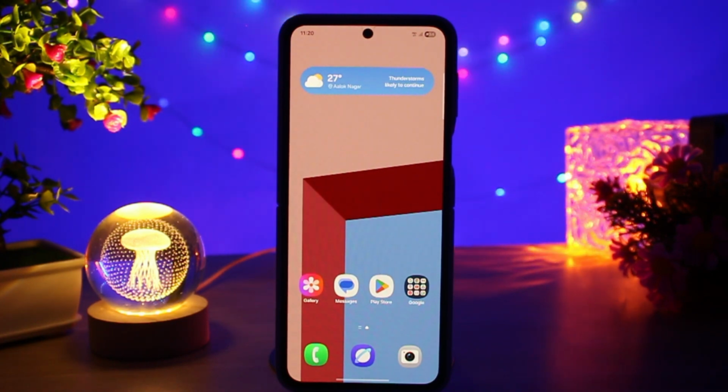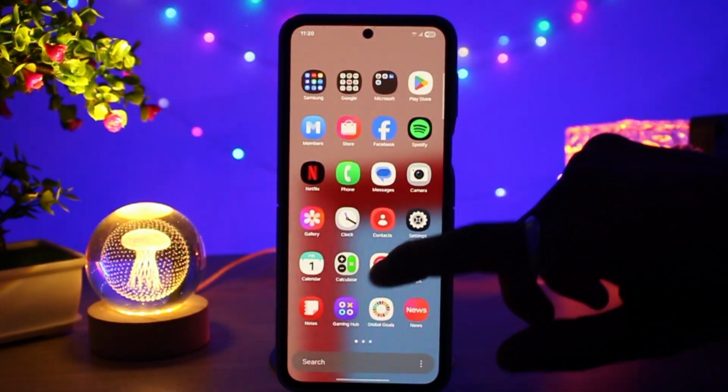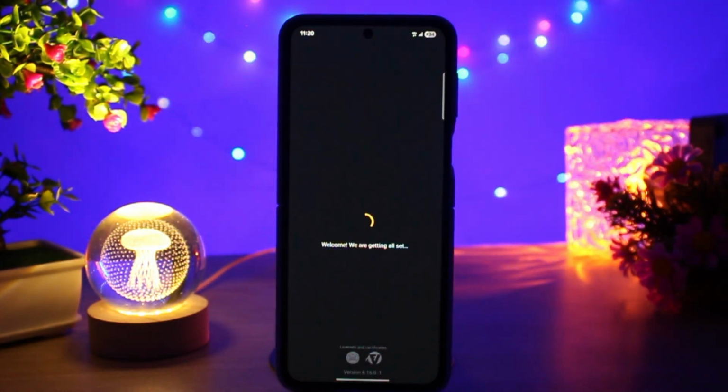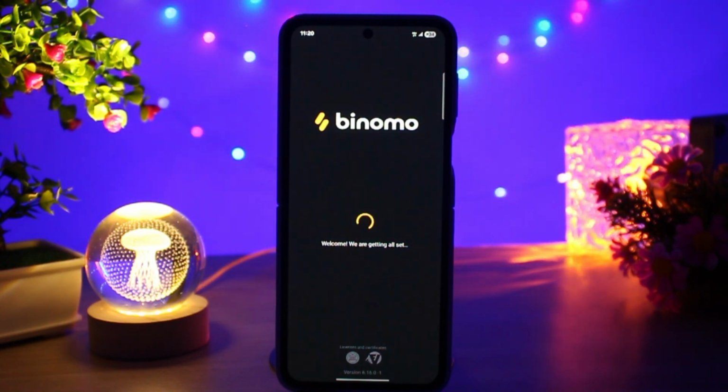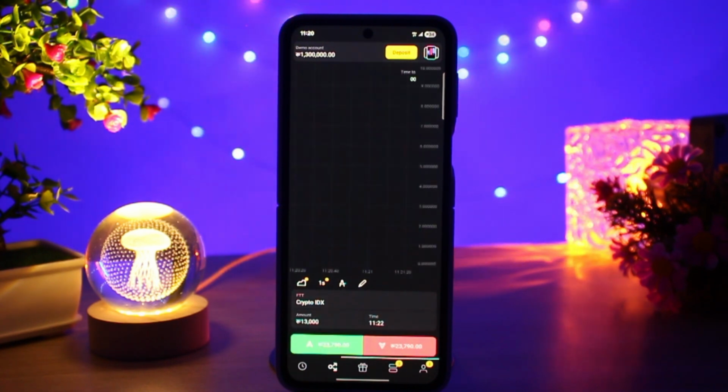Trading on Binomo or any financial platform without any loss is impossible. So what you can do is simply head over and open up your Binomo app, and then once you're inside here, what you need to do is practice trading without real money. Then once done, get comfortable with the platform, tools and market behavior, then test strategies before risking real funds.